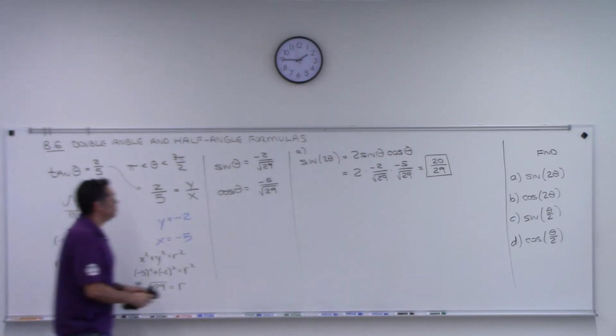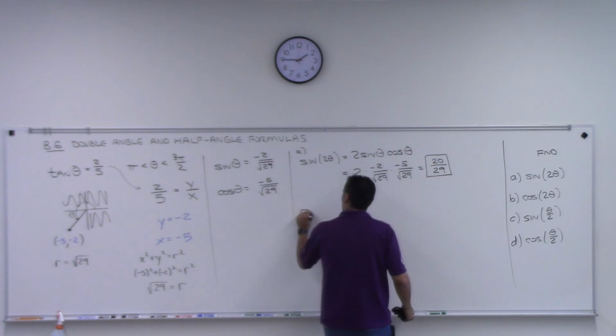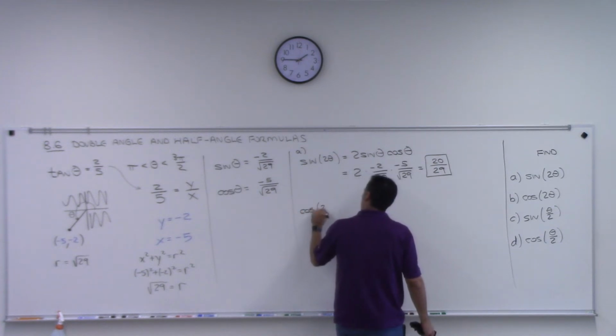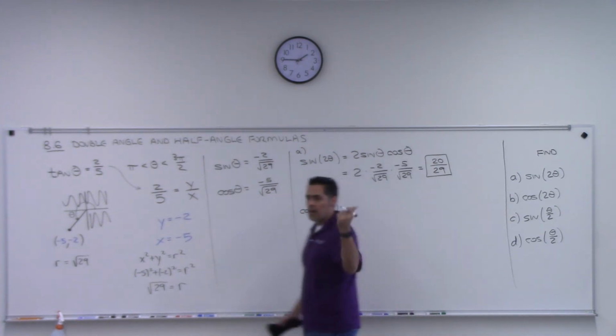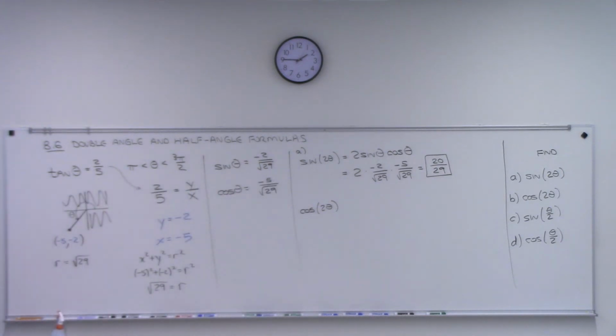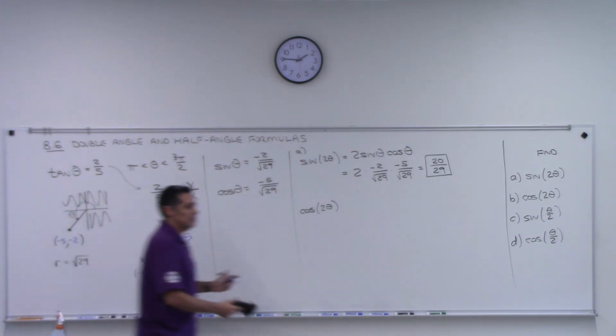Now, cosine 2 theta. I can use any formula I want, right? There's 3 of them. I can use whichever one I want. Now, what information was I given? Tangent. And none of my formulas have tangent. For cosine 2 theta, none of them have tangent in it. So I've just got to pick which one. Which one do you want to use? Okay, yeah, we'll use that one then.